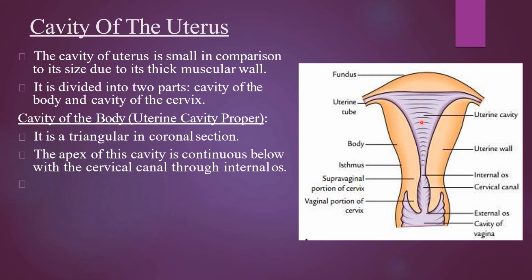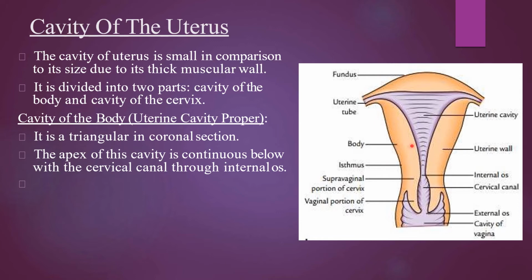From here till here is the cavity of the uterus. It has a uterine cavity and a cervical canal or cavity of cervix. About the upper portion, this is the cavity of body. This is the body and this is the cavity of body. The cavity of body is very thin or small because it has a thick muscular wall. This is the thick muscular wall.